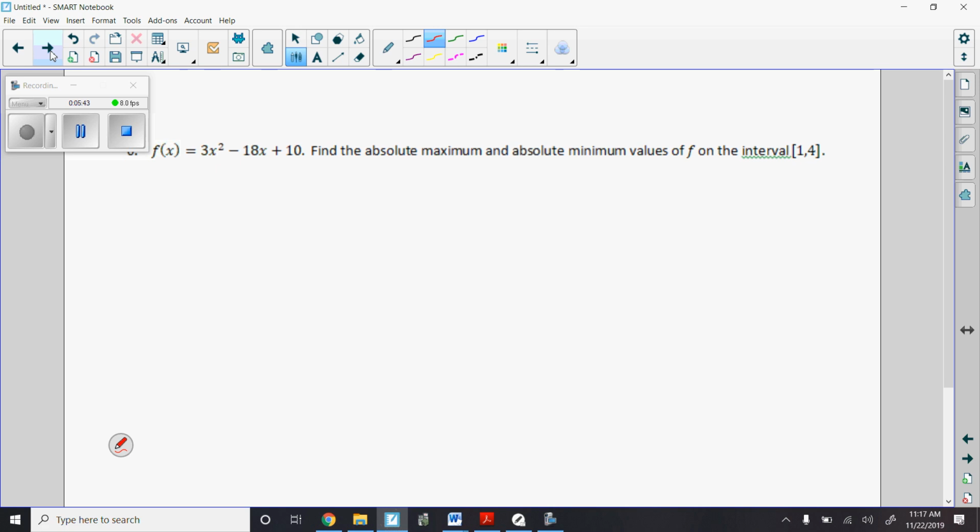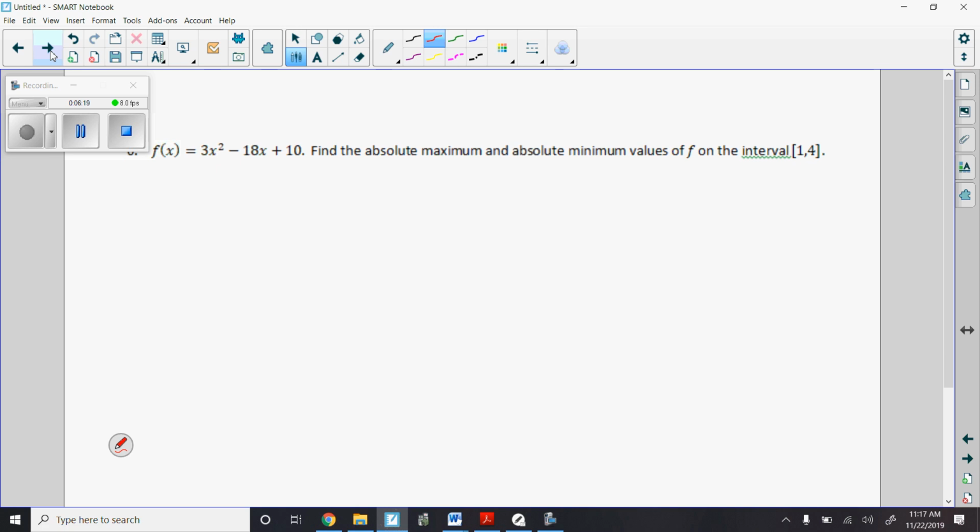f of x equals 3x squared minus 18x plus 10. Now, a different type of problem here. I'm supposed to find the absolute maximum and absolute minimum values of f on the interval [1, 4]. Okay, so absolute maxes and absolute mins. Because of the extreme value theorem, we know that those have to occur at either endpoints or critical points. And we need to test all the endpoints and critical points in f of x and see which one makes the biggest value, which one makes the smallest value.